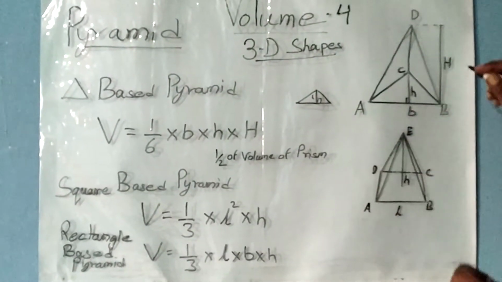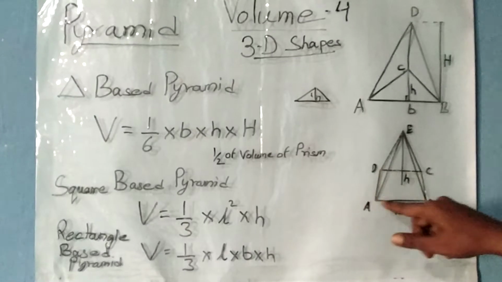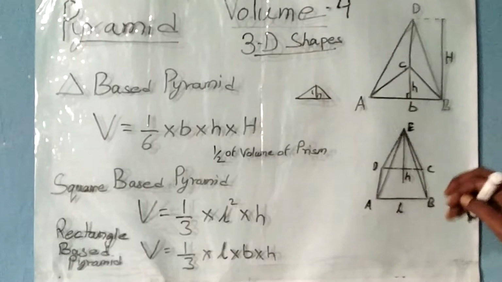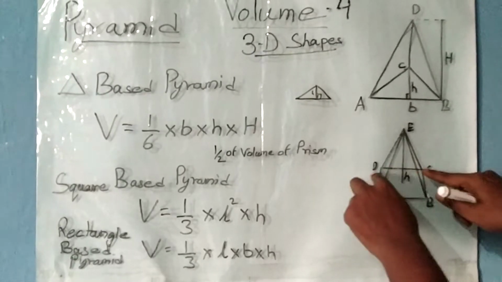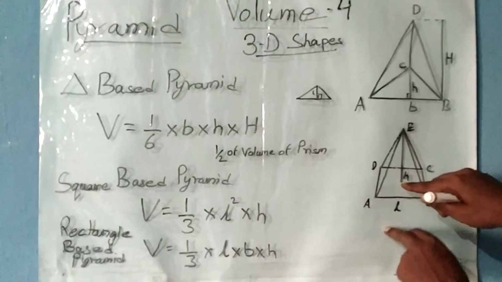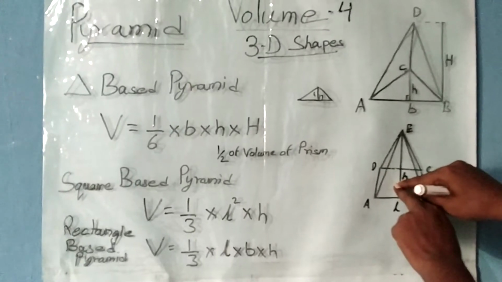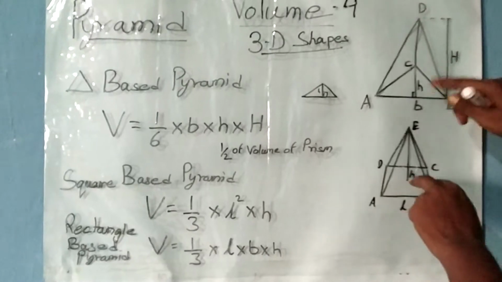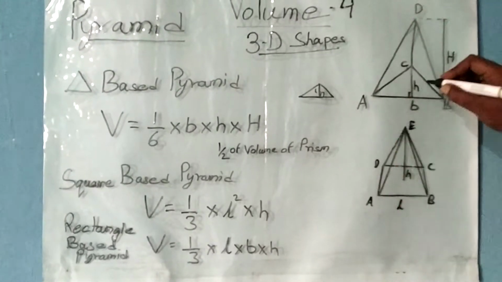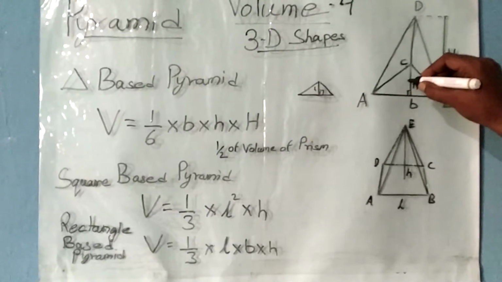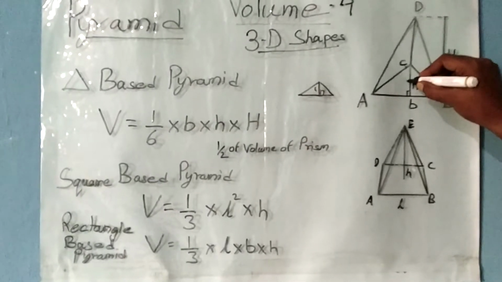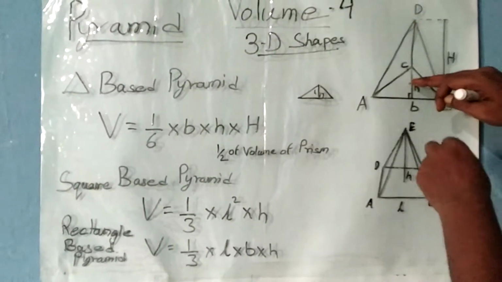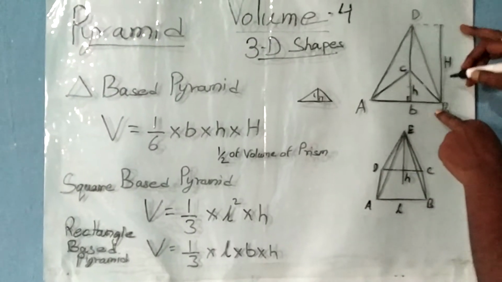Suppose I have drawn one square based pyramid, so the height is from the bottom. Suppose this is the base, so from that it is perpendicular. This height is perpendicular to the base. In the same case here also, from here it will be somewhere here, that will be the middle of the base. It will be perpendicular to this base. So this is the height I have taken.